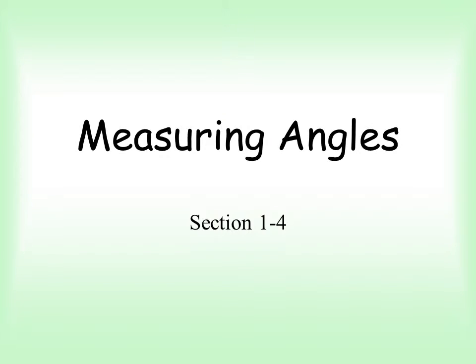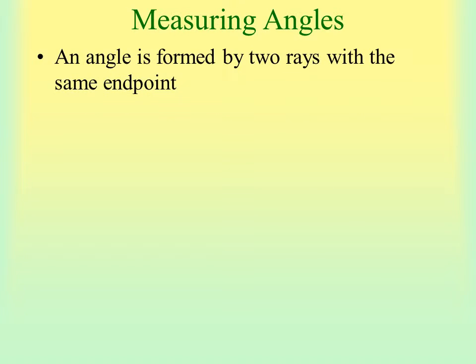This next section is all about angles, types of angles, and determining the measurement of angles. So first of all, let's define what an angle is. An angle is formed by two rays with the same endpoint. So here's a ray, here's the endpoint. If I take another ray off of that endpoint, it makes an angle.